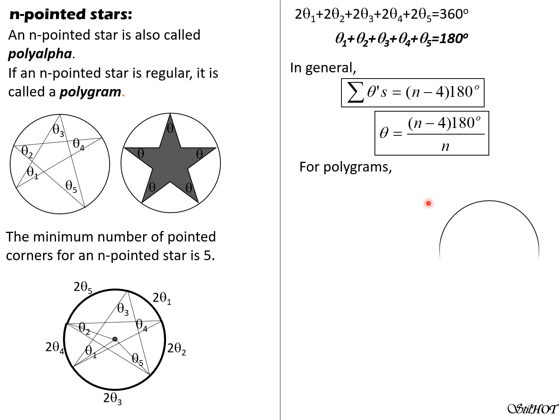Then for polygrams, we derive the area of a regular n-pointed star. That's an n-pointed star, not necessarily a pentagram or regular 5-pointed star. This white triangle per corner is identical with this unshaded one. So the area per corner is 2 times this area. Since there are n corners in general, the area of the n-pointed star is 2 times n times area 1.